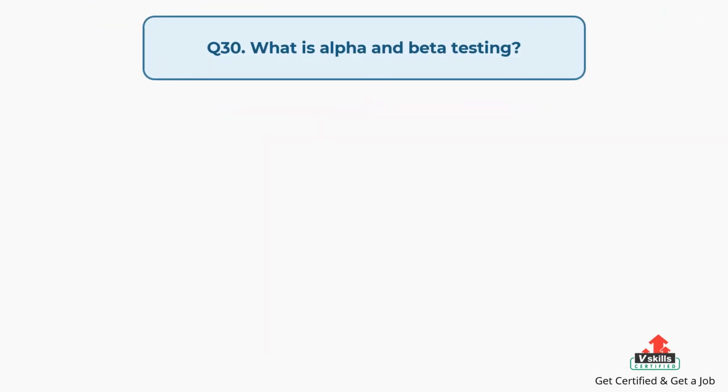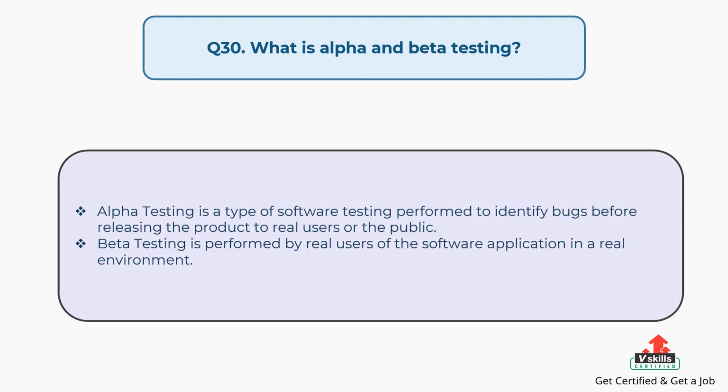Question number 30. What is alpha and beta testing? The answer is: alpha testing is a type of software testing performed to identify bugs before releasing the product to real users or the public. And beta testing is performed by real users of the software application in a real environment.